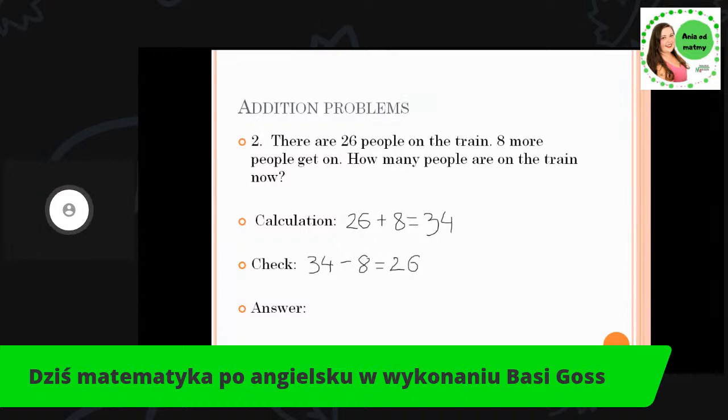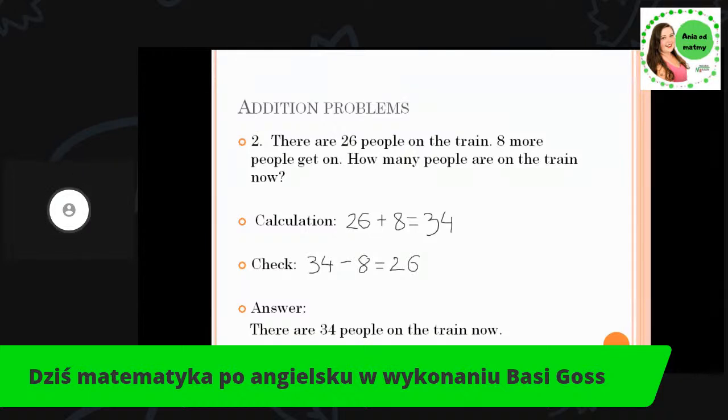Yeah, I can see Anya's comments here. You're doing really well. And the answer as a sentence is there are 34 people on the train now.